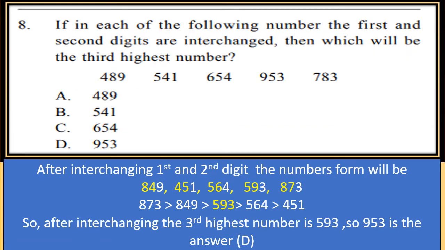In each of the following numbers, the first and second digits are interchanged. Then which will be the third highest number? Now see the numbers.